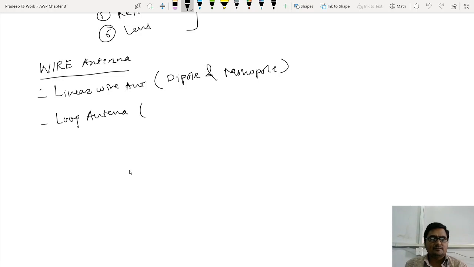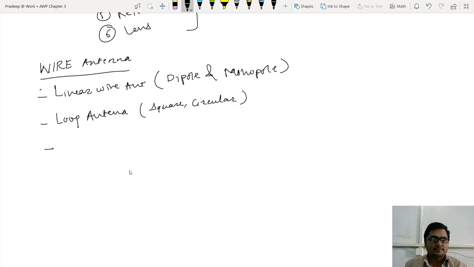This is very much general. Loop means start with something and end at the same point. A circle is a simple loop. So like this loop antenna, let me give an example of a square loop, or maybe triangular, circular, whatever. So this loop antenna means loop wire antenna. That's what I'm talking about.